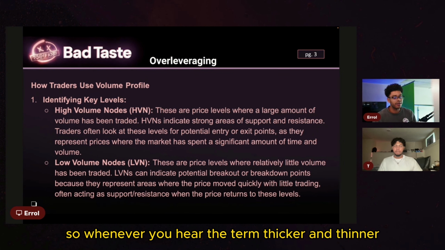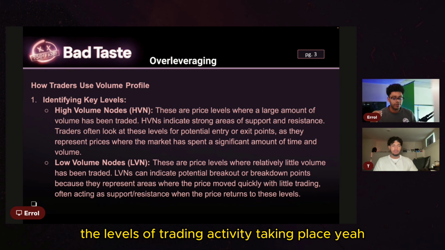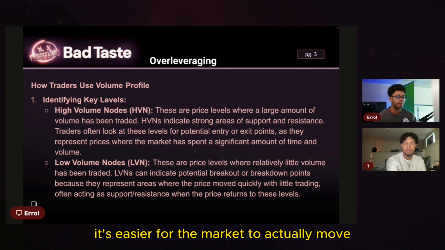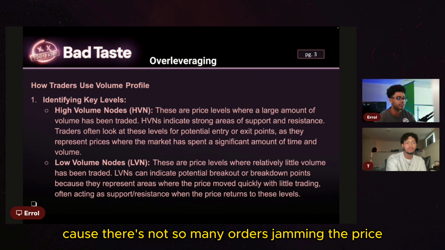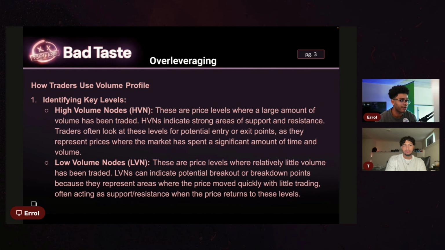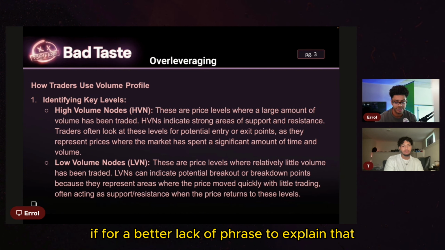So whenever you hear the term thicker and thinner, it's just talking about the levels of trading activity taking place. In a thinner market, it's easier for the market to actually move because there's not so many orders jamming the price, for lack of a better phrase to explain that.